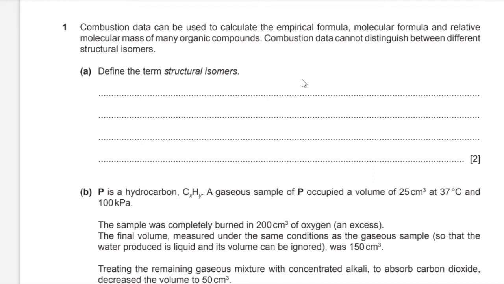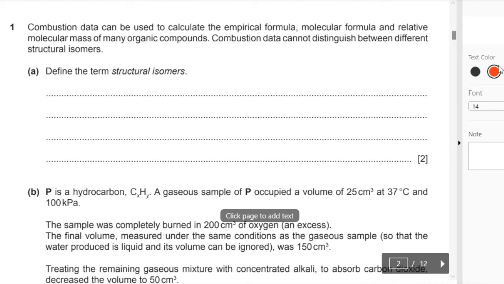So isomers that have the same molecular formula, that is the same number of total atoms in the compound, and different structural formula based on branches, position, or functional group. So you just write down the definition.